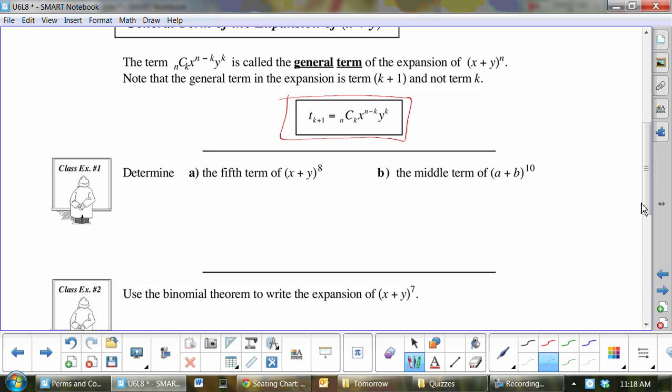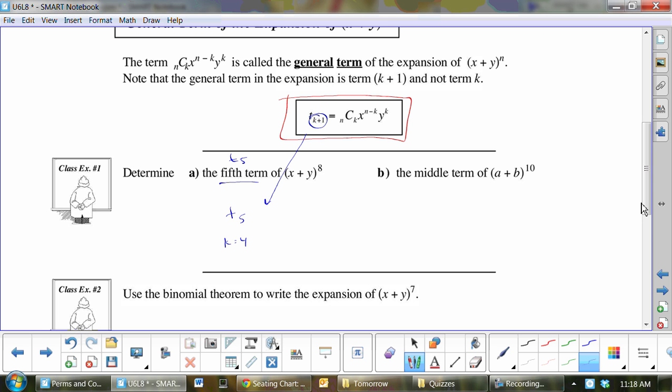Or you could use this fancy formula. Okay? So let's talk about this fancy formula. I am looking for the fifth term. In other words, I'm looking for T5. That's what the fifth term means. Now, just by looking at the formula, if t equals 5, what does k equal? Look right there. What would k equal? 4. So you know k would equal 4, because 4 plus 1 is 5.